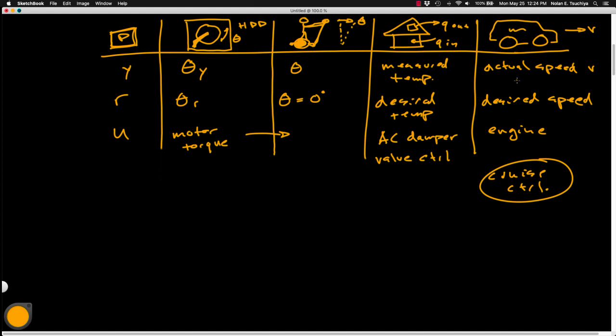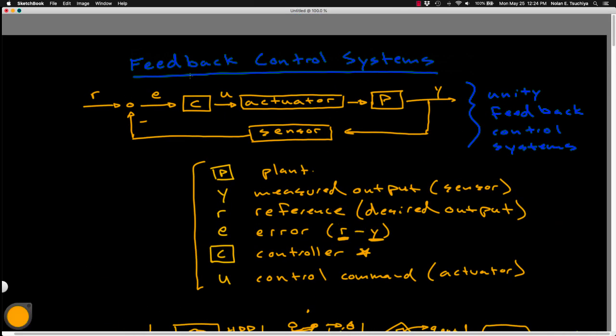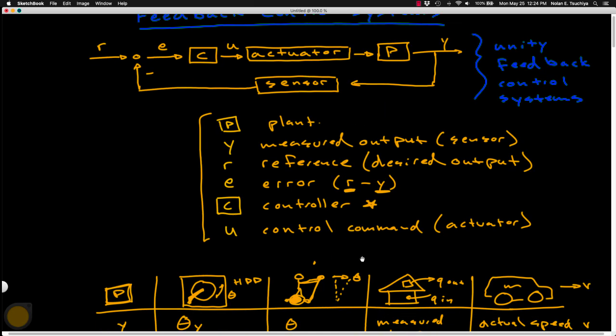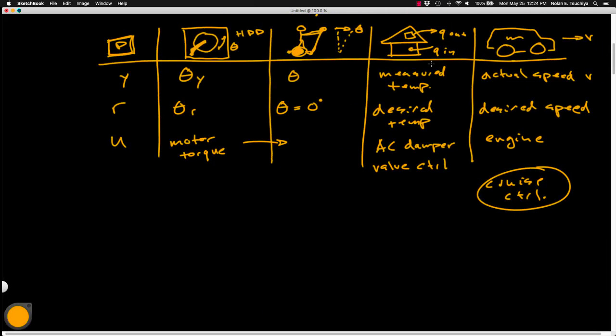Okay? So I could go on all day with these types of examples, but the whole point again is that this unity feedback block diagram, this structure, is so versatile that it makes sense to study this particular control system because it applies to so many different types of control systems, as we've seen here.